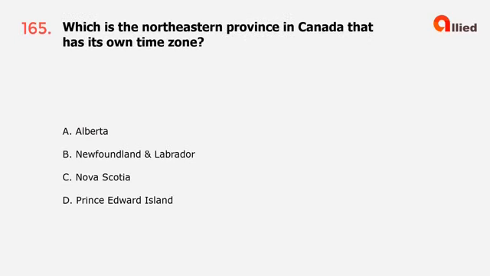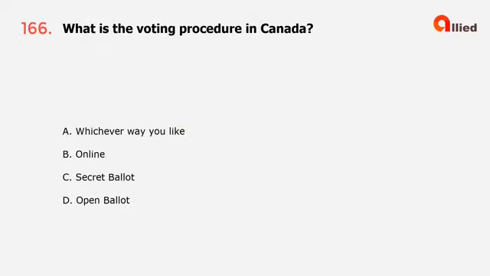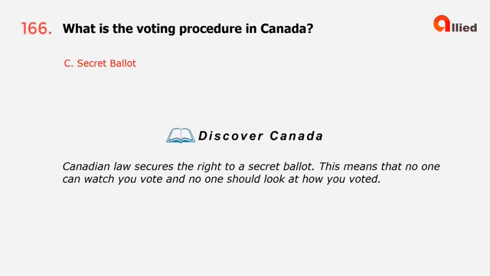Question 165. Which is the northeastern province in Canada that has its own time zone? A. Alberta. B. Newfoundland and Labrador. C. Nova Scotia. D. Prince Edward Island. The answer is B. Newfoundland and Labrador. Question 166. What is the voting procedure in Canada? A. Whichever way you like. B. Online. C. Secret ballot. D. Open ballot. The answer is C. Secret ballot.